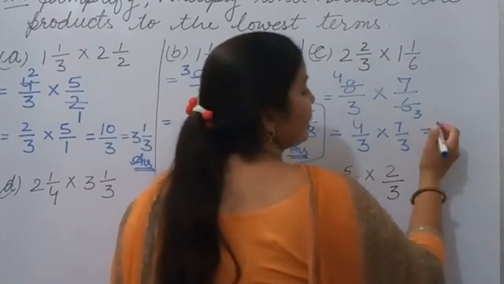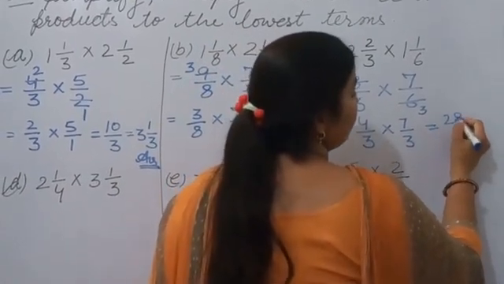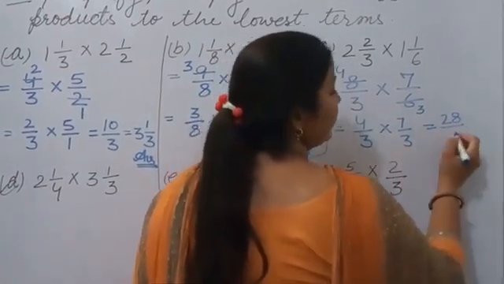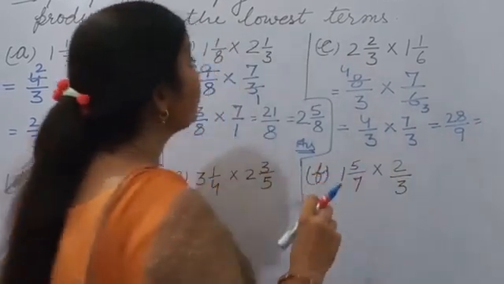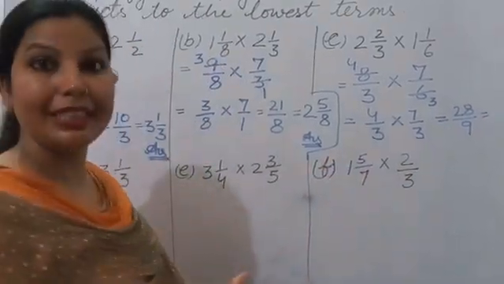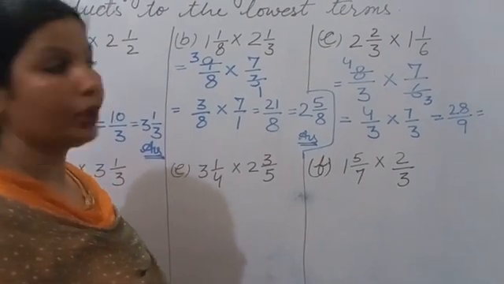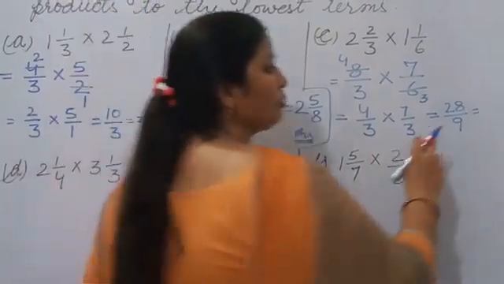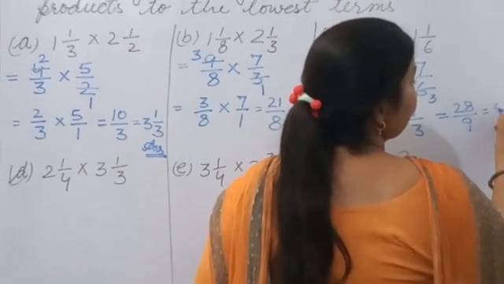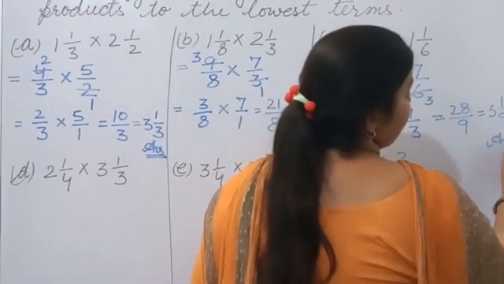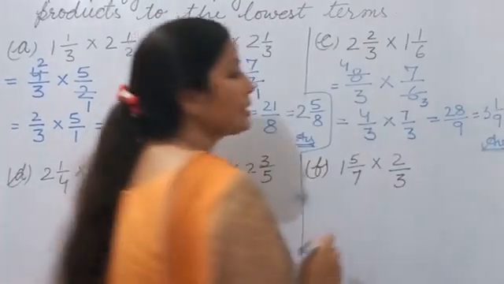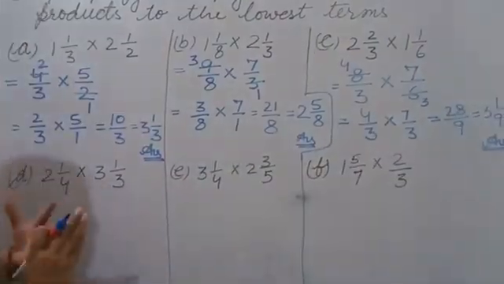4 sevens are 28 and 3 3s are 9. Now it is again an improper fraction, so we reduce it to the lowest term. Lowest term means we change it into mixed. So 9 3s are 27. 3 whole 1 upon 9. That's your answer. Reducing to the lowest term means we change it into the smallest form.